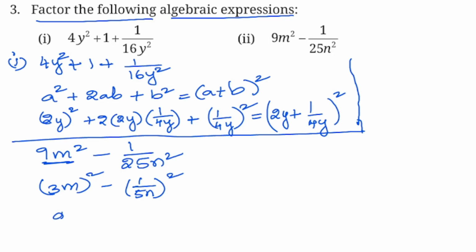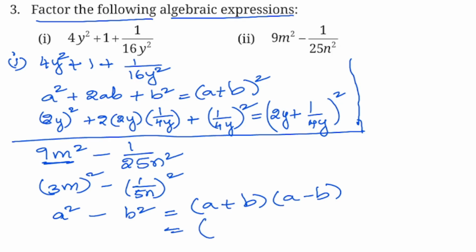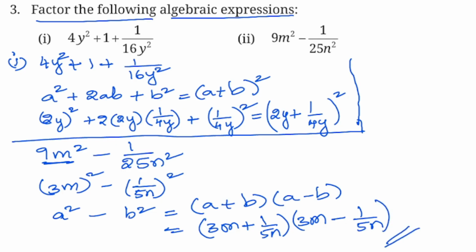Okay, so this is a square minus b square, which is equals to a plus b into a minus b. So what is a? A is 3m plus 1 by 5n, and the other is 3m again minus 1 by 5n. So these are the two required factors.